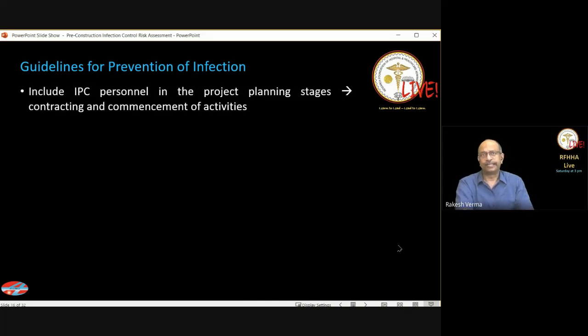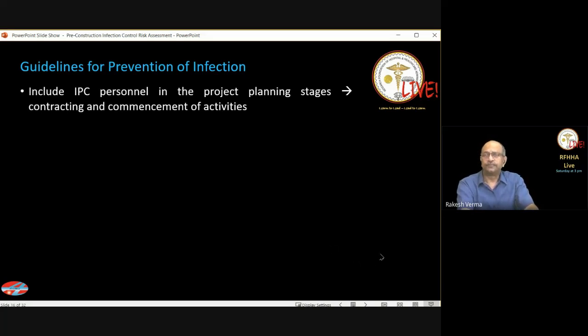So what are the guidelines? Now, these guidelines are based on a document that is available as a resource material from the Joint Commission International. So I will also be sharing that document. I'm just listing all the guidelines that they have set.